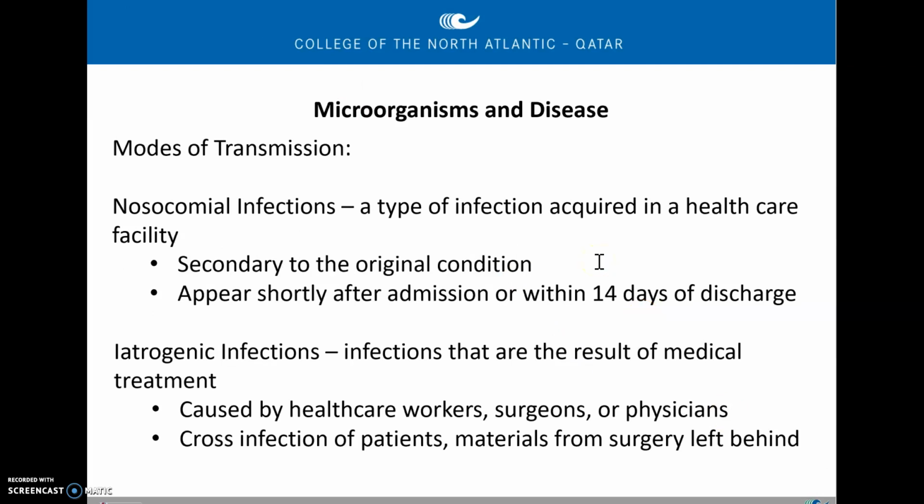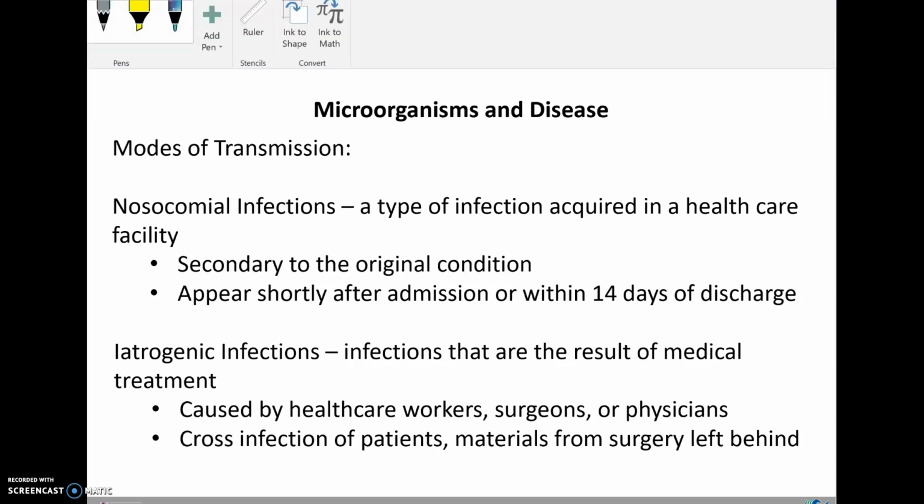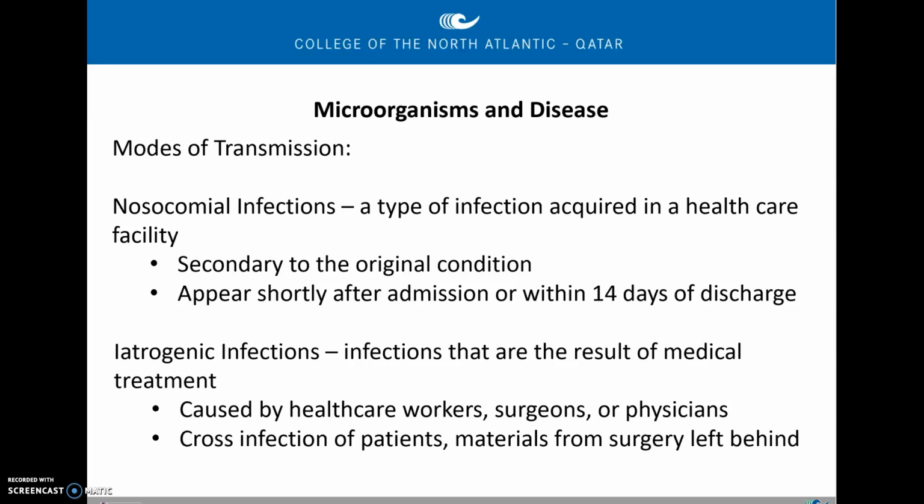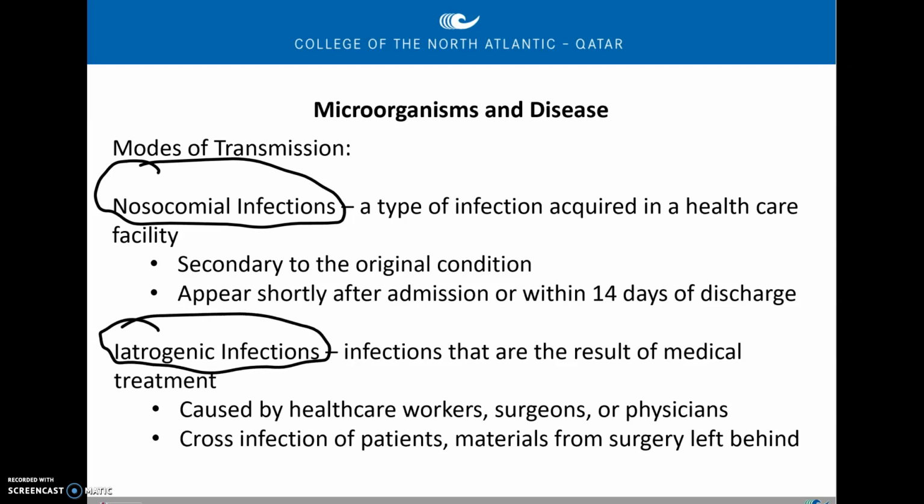There's two more modes of transmission that we don't commonly talk about, but they do happen, and sadly, it's a fact of what it is. But we have nosocomial infections, and we have iatrogenic infections. Now, both of these infections are from a healthcare facility. A nosocomial infection is an infection that you get if you go to the hospital. You go in there with something and you come out with something different.